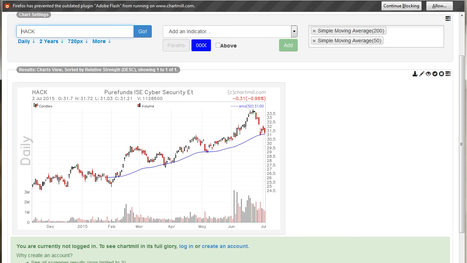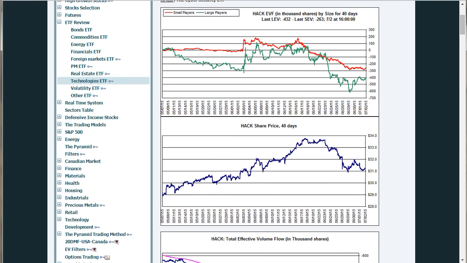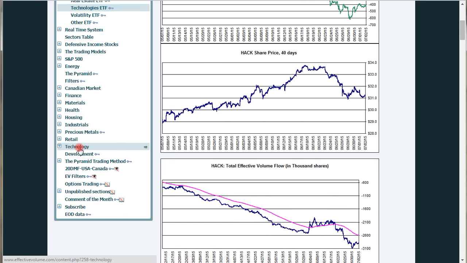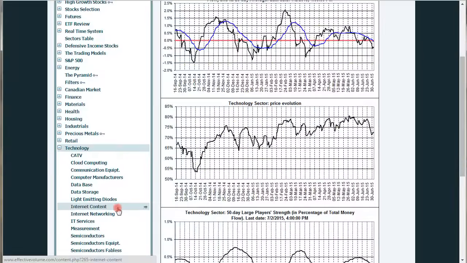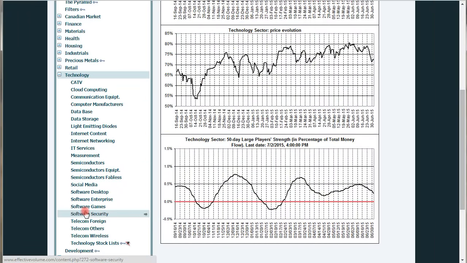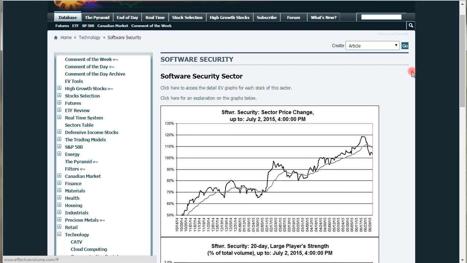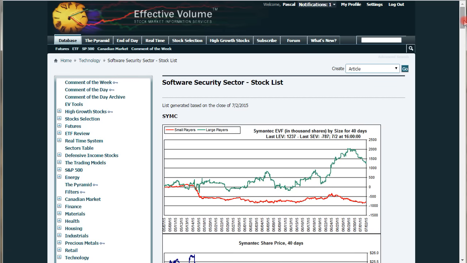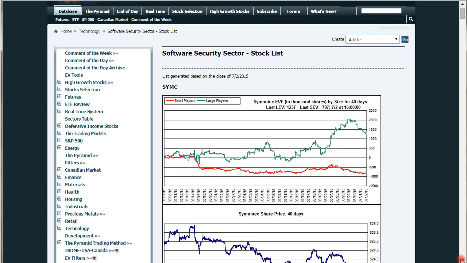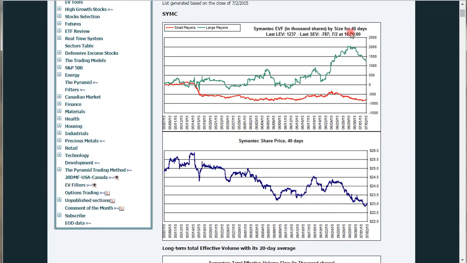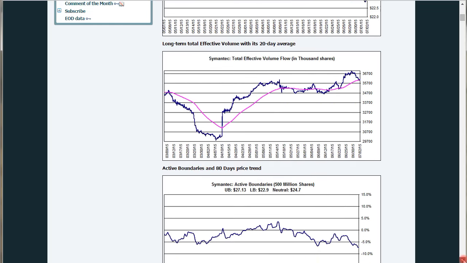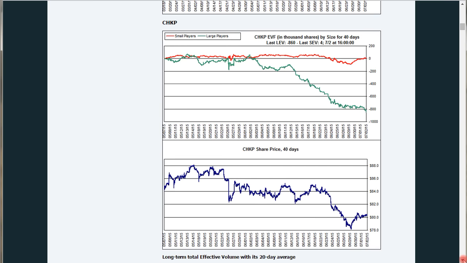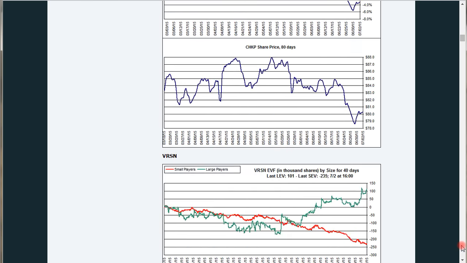And indeed, if you go and visit the effective volume pattern of each of the stocks of that sector, I will click here. You see, you have software security. You can click and have access to all the effective volume figures. You can see that many are still rather negative. Some are pushing back down. Check Point is also rather negative.